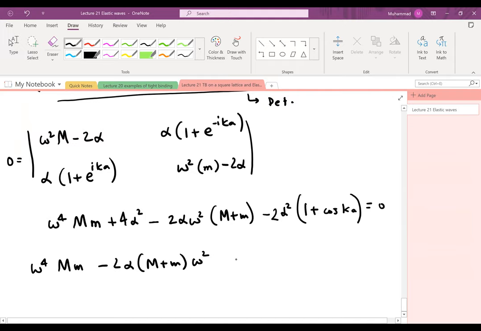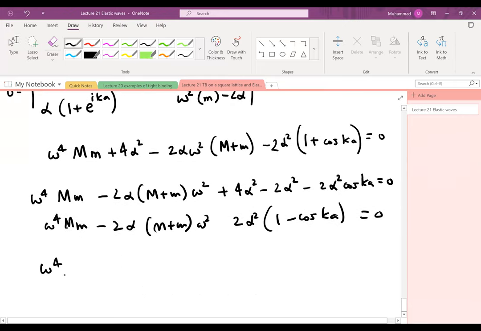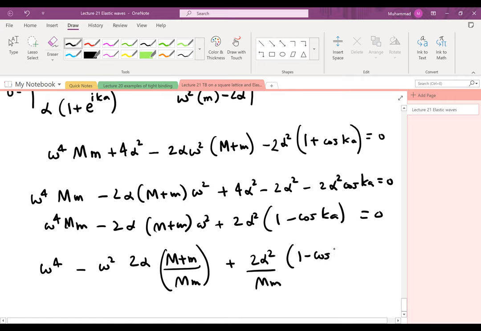plus 4 alpha square minus 2 alpha square minus 2 alpha square cosine ka equals 0. This will give me 2 alpha square (1 minus cosine ka). Rearranging, omega 4 minus omega square 2 alpha (M plus m) over Mm plus 2 alpha square over Mm (1 minus cosine ka) equals 0.